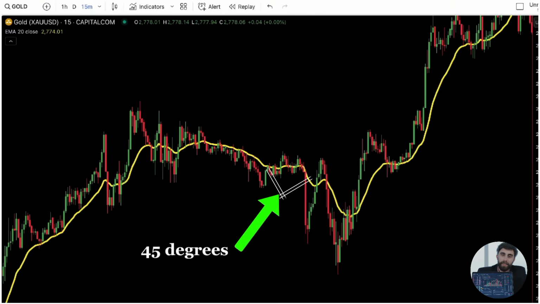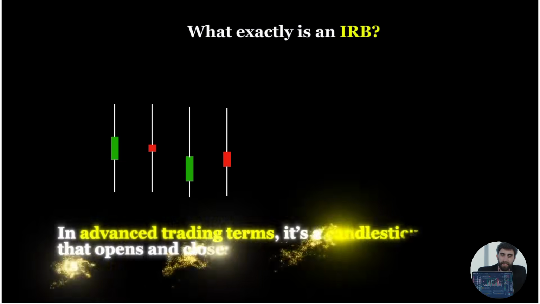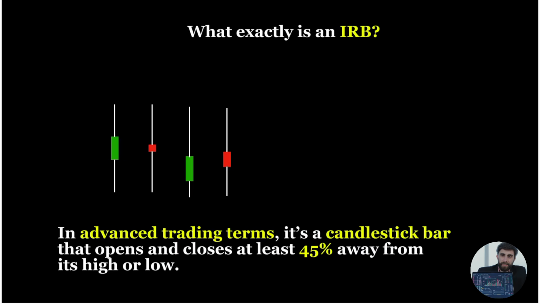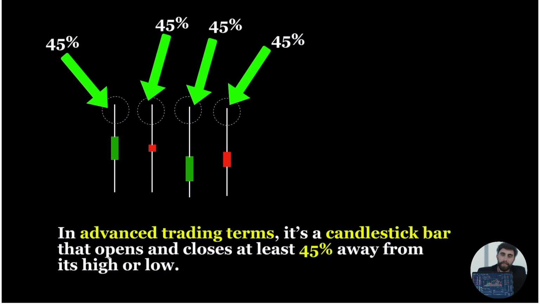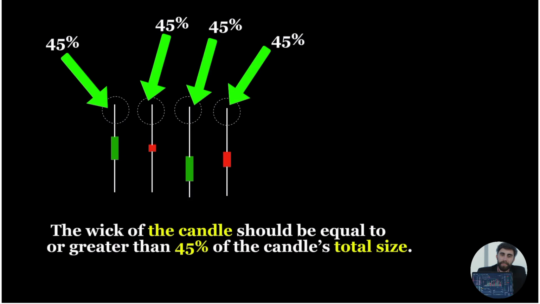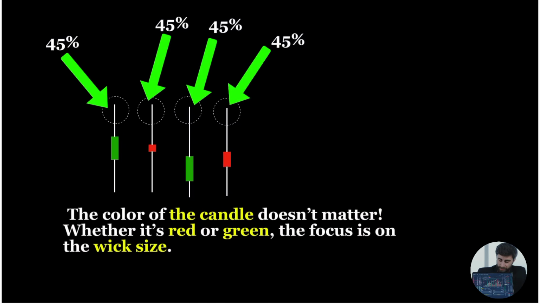This might sound a bit advanced, but don't worry, I'll break it down so it's easy to understand. What exactly is an inventory retracement bar? In advanced trading terms, it's a candlestick bar that opens and closes at least 45% away from its high or low. In simpler terms, the wick of the candle should be equal to or greater than 45% of the candle's total size. And here's an important point. The color of the candle doesn't matter. Whether it's red or green, the focus is on the wick size.